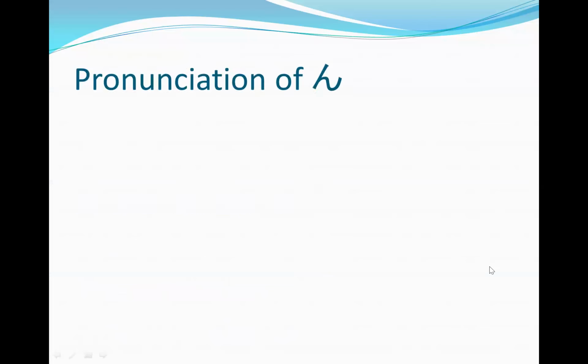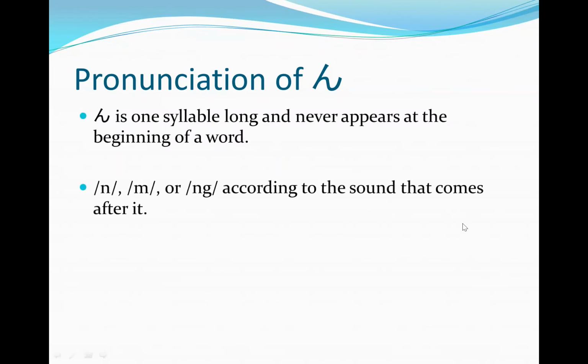In part 2, we'll start with the pronunciation of "n". "N" is one mora long, or one syllable long, and never appears at the beginning of a word. It is pronounced according to the sound that comes after it. So even though in written Japanese script it is written the same way, depending on the sound that comes after it, it will be pronounced differently. So let's start with the basic.